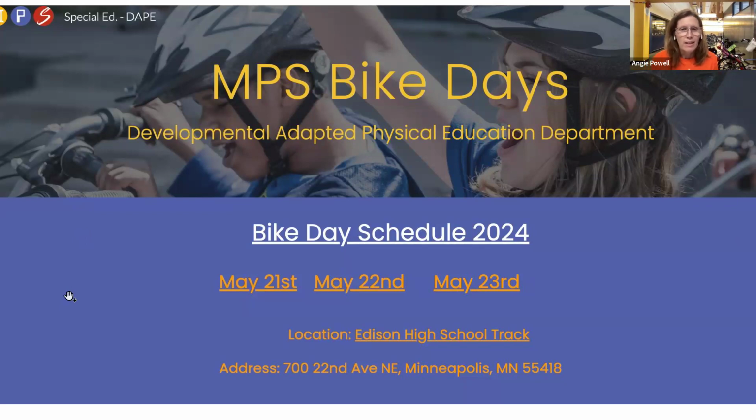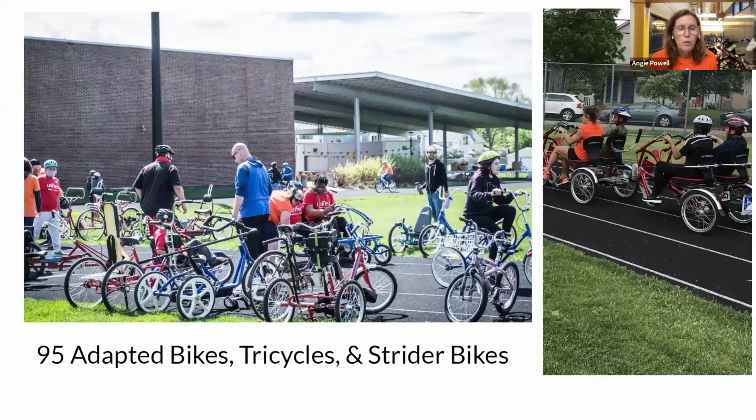We'll change to the next slide. So right now we have about 95 bikes in our fleet, and we use some larger tricycles as well, some Strider bikes. We have some Van Ram bikes that you can see on the right-hand side of your screen.